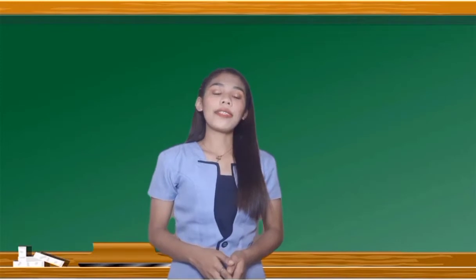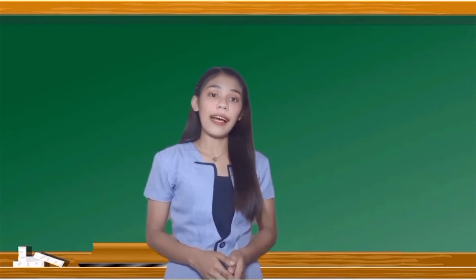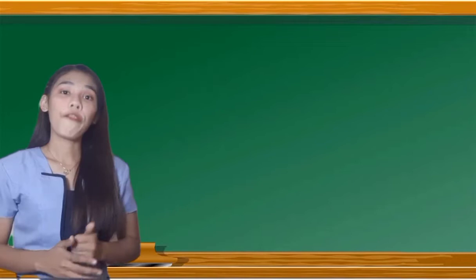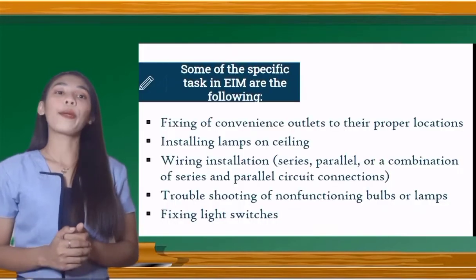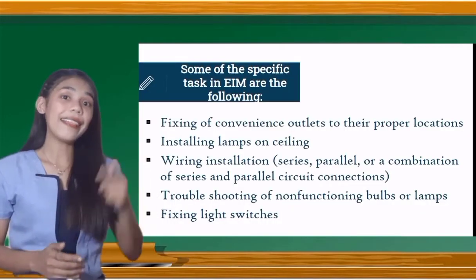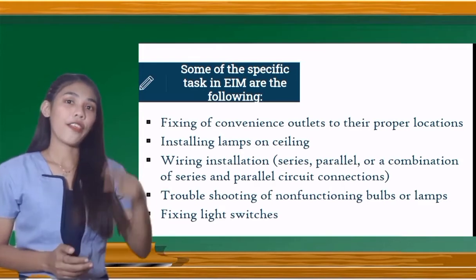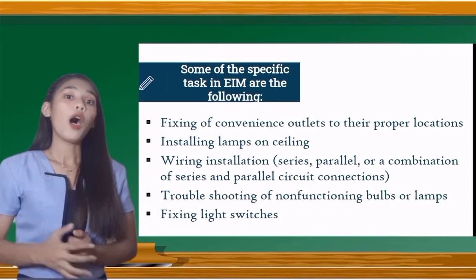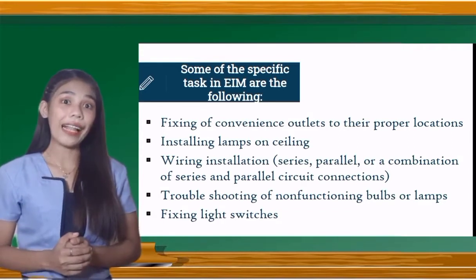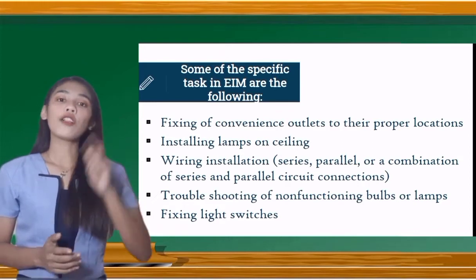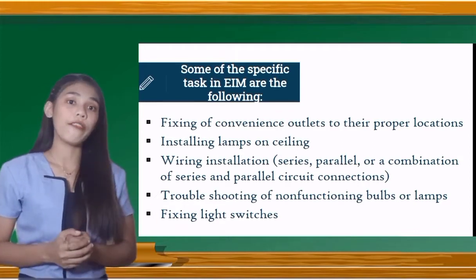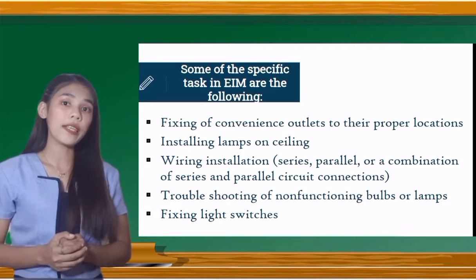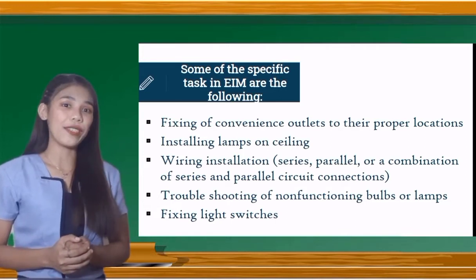Electrical installations and maintenance is a course focused on installing materials. So here are some of the specific materials or tasks in EIM. First, fixing convenience outlets to their proper locations. Second, installing lamps on the ceiling. Third, wiring installation such as series, parallel, or the combination of series and parallel circuit connections. Fourth, troubleshooting of non-functioning bulbs or lamps. And the last one is fixing light switches.